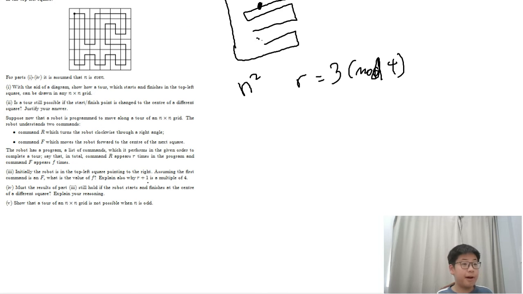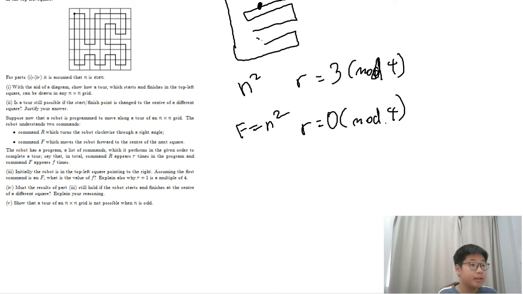Must the results of part 3 still hold if the robot starts and finishes at the center of a different square? f, mind you, is still n squared because you still have to go through all the squares without repeat. However, if it goes on one of the flat sides, it must have turned 360 degrees. So r equals 0 mod 4.